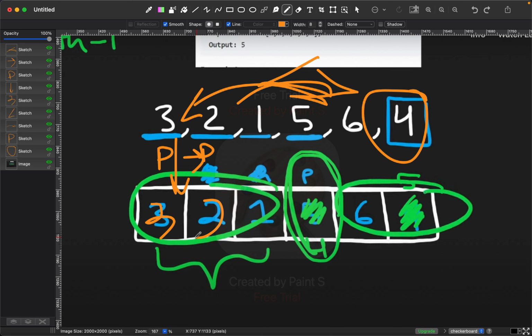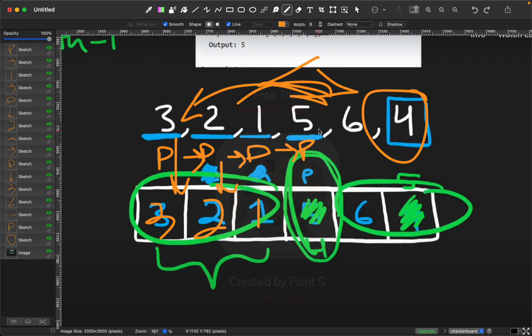Okay, I plant you here. Then the pointer moves over here. So there's always this conditional check. Once again, check. Then I plant here. Then I move the pointer here. Check.